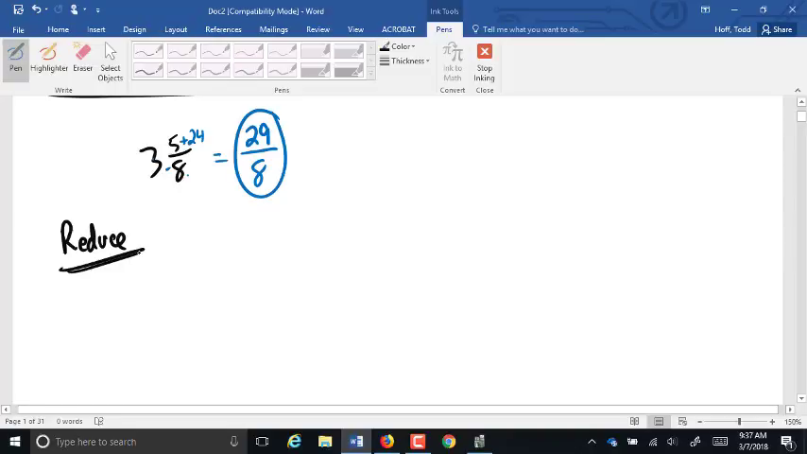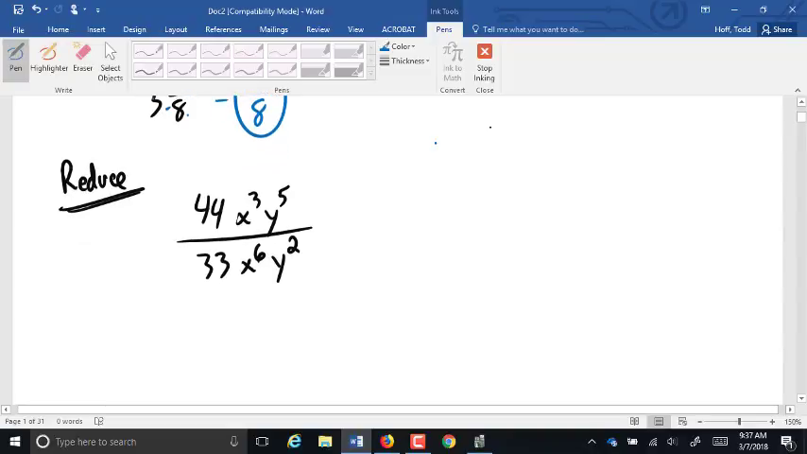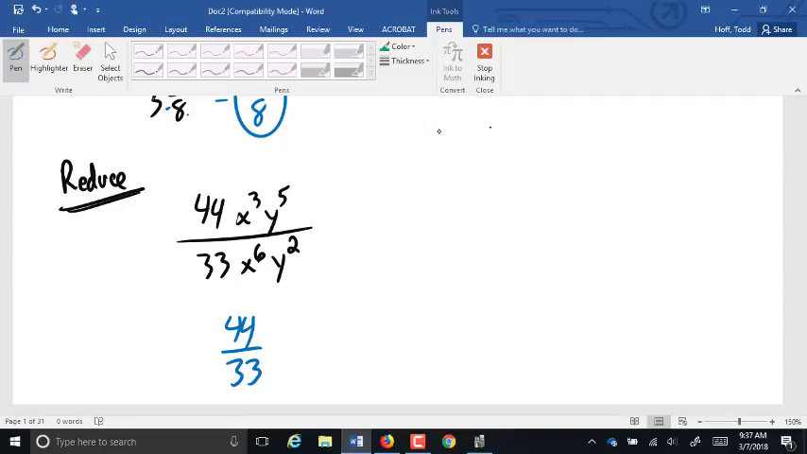You should be able to reduce a fraction with variables in it. Like 44 x to the third y to the fifth, over 33 x to the sixth y squared. To reduce that, remember, we look at the numbers separately. 44 over 33. Now, one big thing we have to remember is because there's variables in it, we cannot change this into a mixed number. It's going to stay as a fraction. Even if it looks improper, it may not be because of the variables. So even though the 44 is bigger than the 33, we're not going to make it into a mixed number.